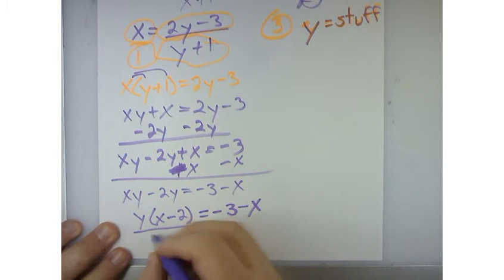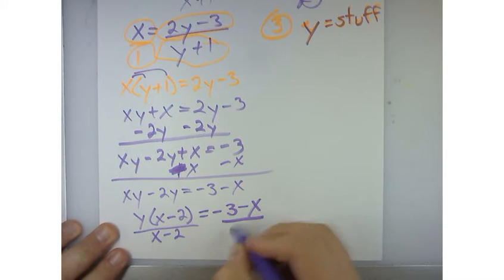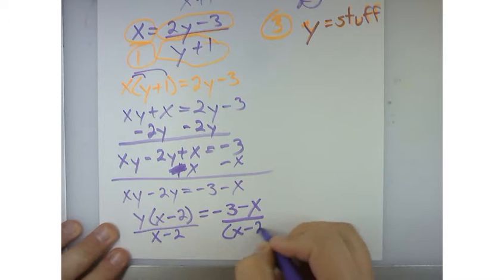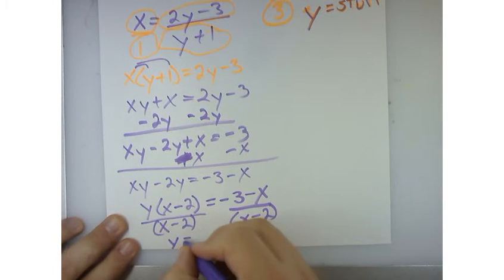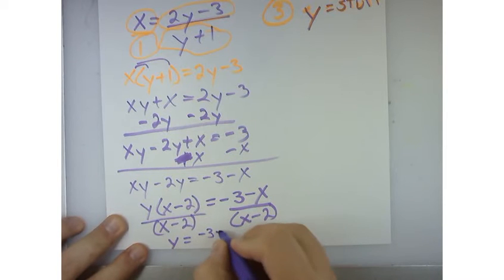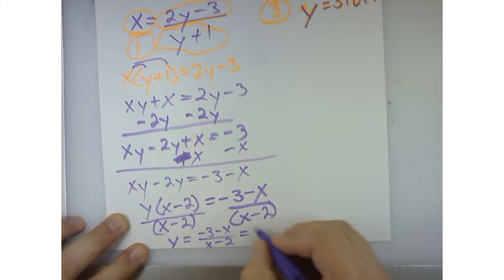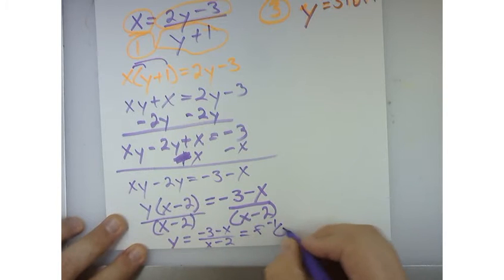Divide both sides by x minus 2, and I get y is equal to negative 3 minus x all over x minus 2. That is f inverse of x.